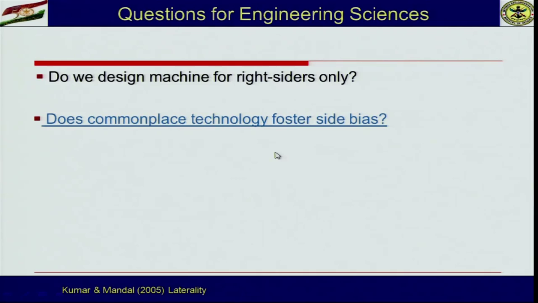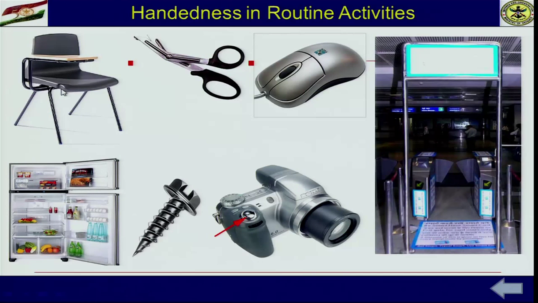For example, if I show you some pictures, you will find a chair with a right arm meant for writing, a space meant only for right handed people. If the person is a left hander, they will not be able to use the chair. A scissor for surgical purposes cannot be utilized by a left sided surgeon. A mouse is meant for right handed people, it cannot be utilized by left handed people. The door of a refrigerator is always opened for the benefit of right sided people. A thread of a screw is meant for right sided people to push forward, it cannot be pushed forward with a driver by a left sided person. On the camera, the snapper switch is always at the right hand, it is never at the left side. So, left handed people can never make use of it.